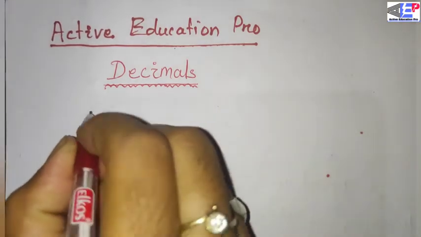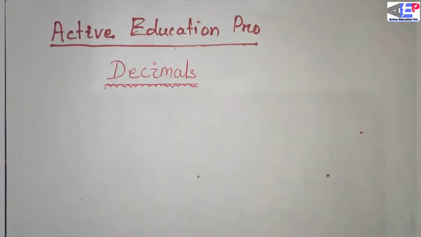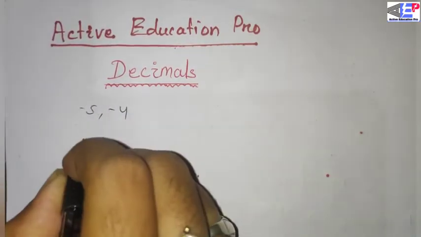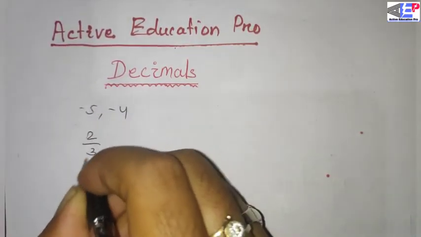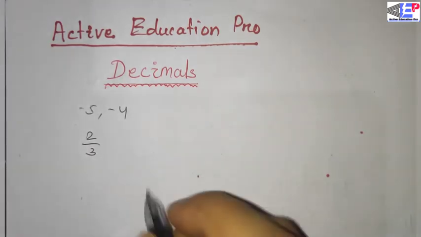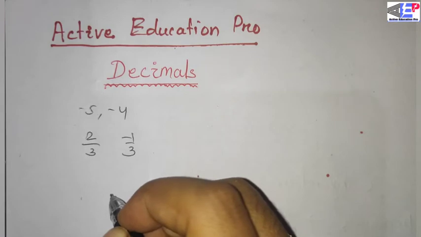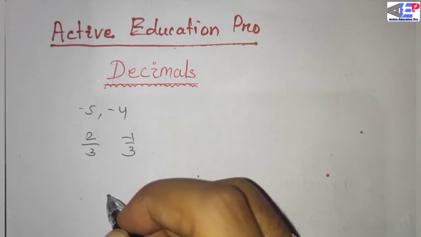Suppose there is -5, -4, you know this is a negative integer. If this is 2 by 3, then 2 by 3 is a fraction number. -1 by 3 is a negative fraction number. So how do you find out that it is a decimal number?